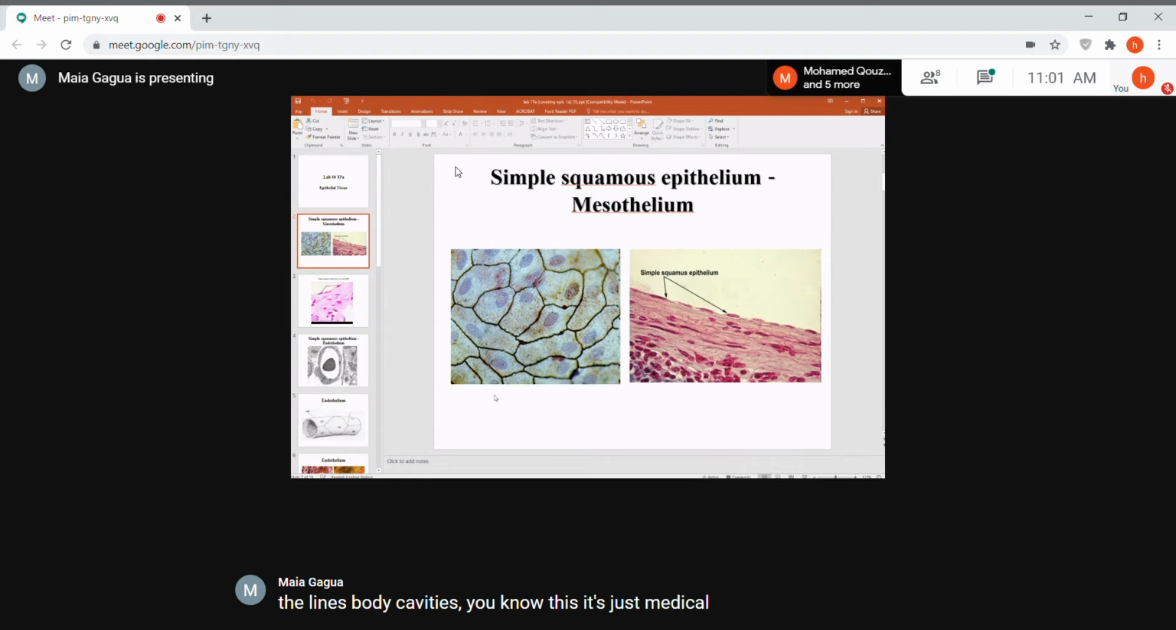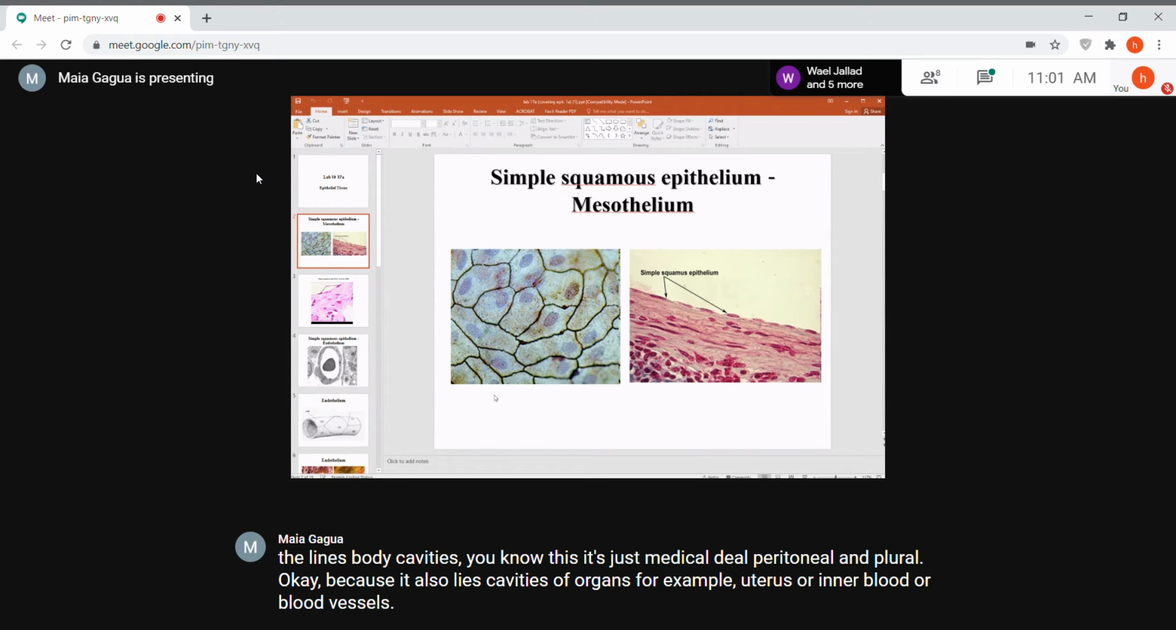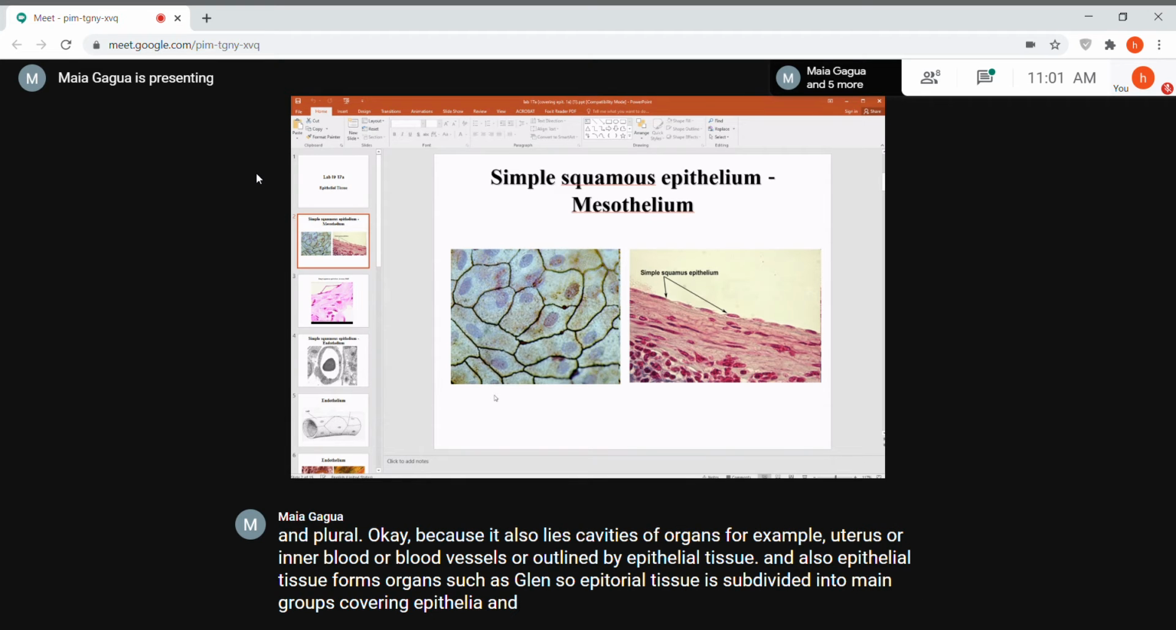Pericardial, peritoneal, and pleural cavities. It also lies cavities of organs, for example, uterus or urinary bladder, blood vessels. They are all lined by epithelial tissue. And also epithelial tissue forms organs such as glands. So epithelial tissue is subdivided into main groups, covering epithelia and secretory or glandular epithelia.